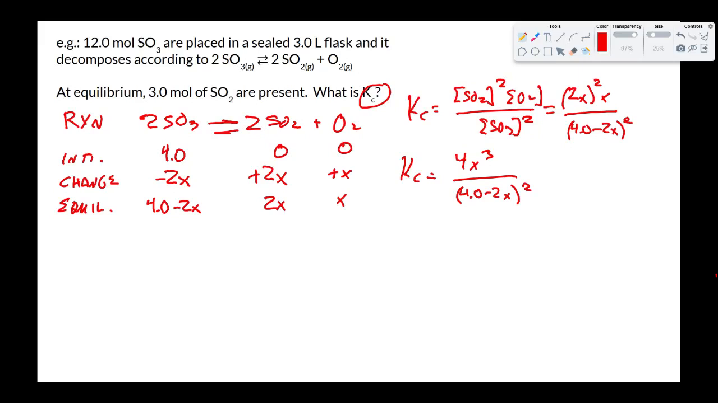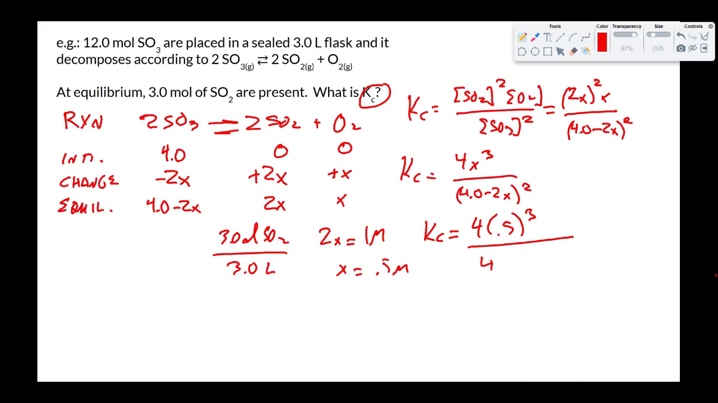Okay, what do we know here that we can use to get rid of the x and find out what Kc is? Well, here's one thing that we know. We know that there are 3.0 moles of SO2 in our 3-liter flask at equilibrium. So that means that 2x is equal to 1 mole per liter, so x is equal to 0.5 moles per liter. So that means that Kc is equal to 4 times 0.5 cubed over (4.0 minus 2 times 0.5) quantity squared. Do all your calculations and you come out with 0.056 as our value for Kc.